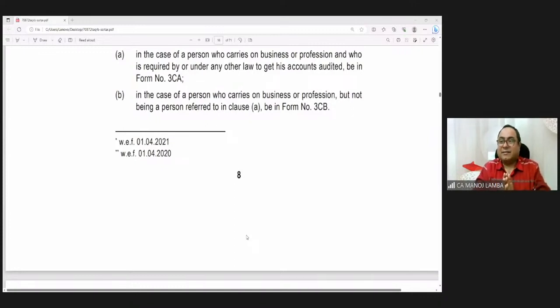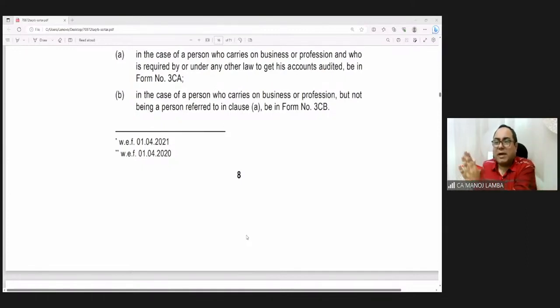I always say very strongly in my tax audit webinars or seminars that form number 3CA and 3CB is the Karam Bhumi of chartered accountants who are conducting the tax audit, like our Karam Kshetra. Whatever we have to return, what qualification, what observation, what opinions we have to give, that is to be given in form number 3CA or 3CB as the case may be applicable.